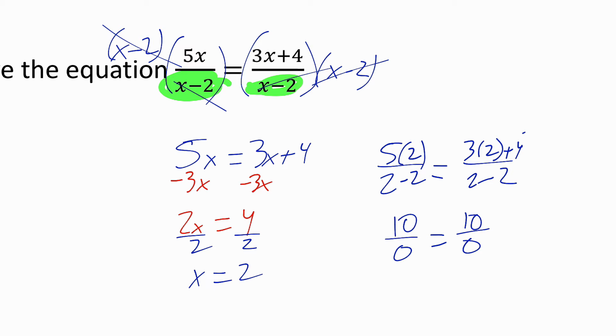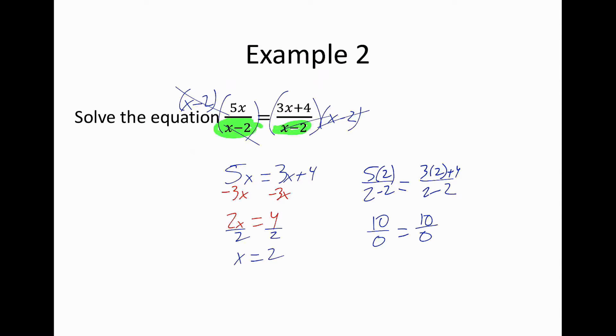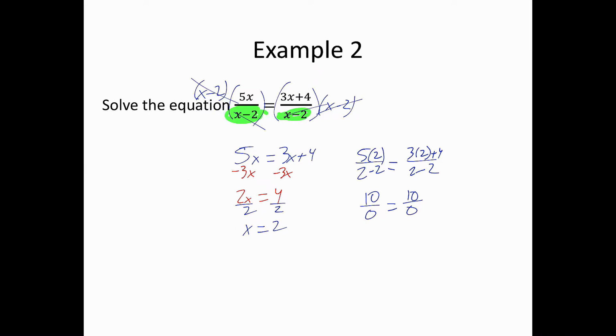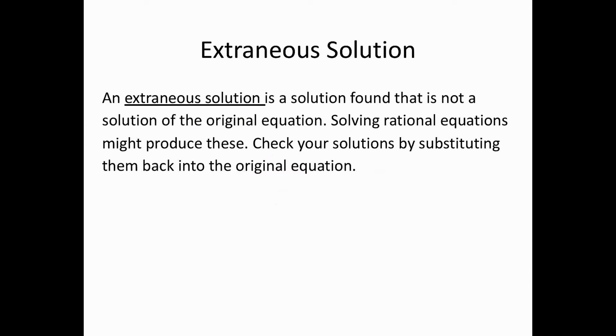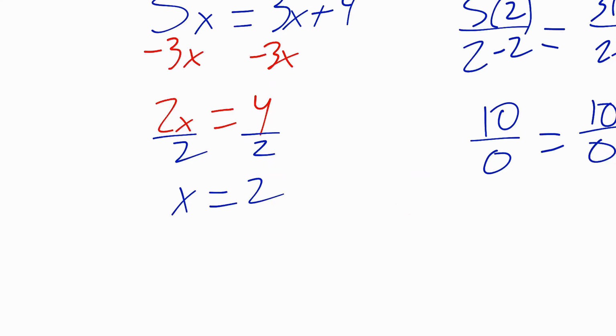So we're going to talk about this. We did look at this in the past on a previous section of notes. Let's take a look at what that is. We're going to call that an extraneous solution. An extraneous solution is a solution that's found that's not a solution of your original equation. So when we solve rational equations, sometimes they produce this. Always check your solutions by substituting them back in. The biggest thing we've got to look for is that denominator. Is our solution something that would make one of our denominators equal to 0? So x equals 2 is an extraneous solution.